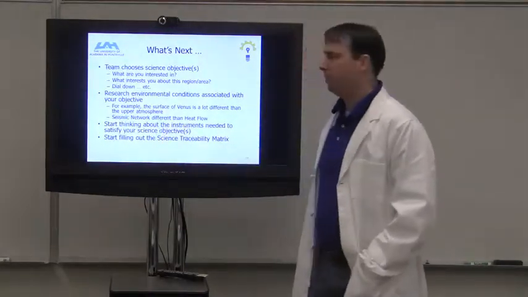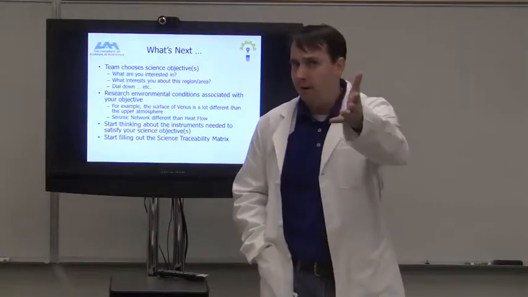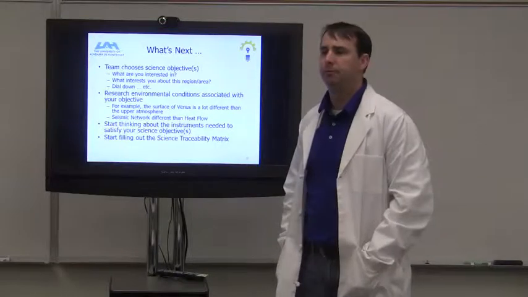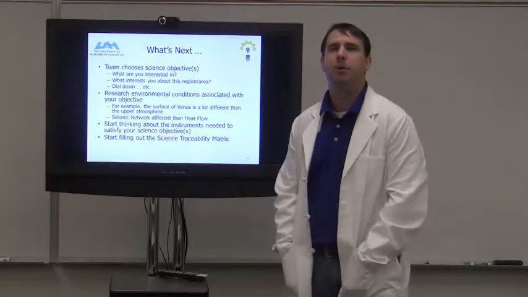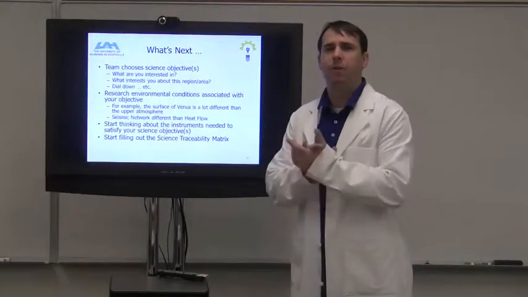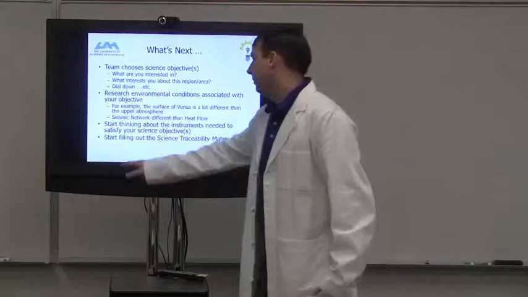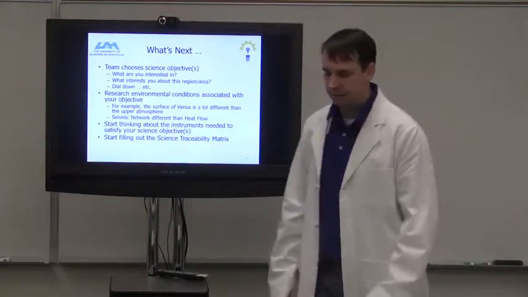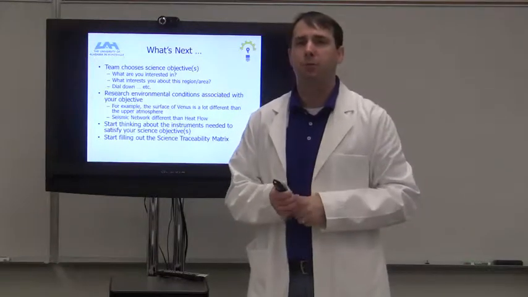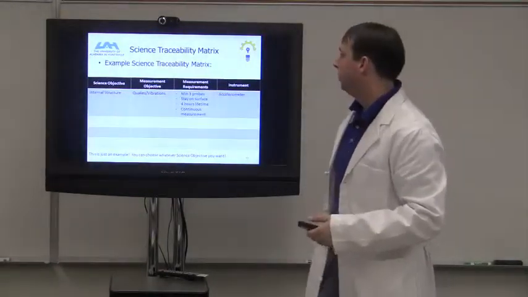Start thinking about the instruments you would need. Are you going to measure temperature, pressure? You're going to need an accelerometer, so start looking at that already. If you're going to measure composition, start looking at mass spectrometers. Start thinking about how you're actually going to accomplish your science objective, what instruments you're going to need. And then start filling out the science traceability matrix. There's an example in your engineering design notebook, and there's one right here as well.